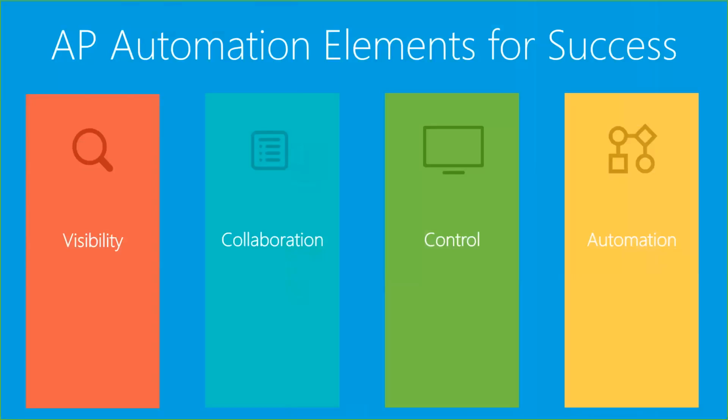Now, successful accounts payable automation has a number of elements that are implemented that give you all that package. And in the current AP world, there are 4 elements necessary for successful AP automation. The first one is visibility, then collaboration, control, and automation. So let's review those use cases and elements on a high level.